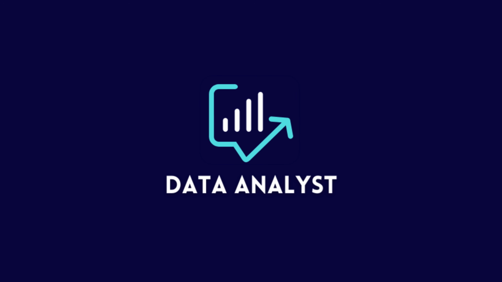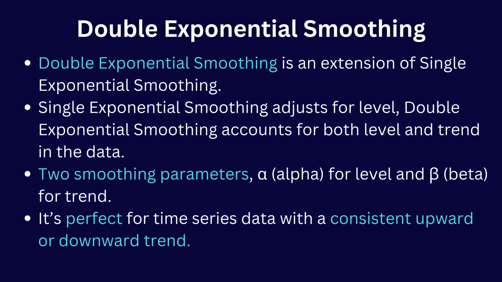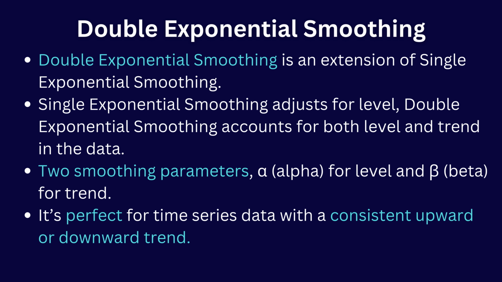Today we are diving into a powerful forecasting technique for time series data: Double Exponential Smoothing. If you're ready to take your prediction to the next level, you are in the right place. Let's get started. Double exponential smoothing is an extension of single exponential smoothing. While single exponential smoothing adjusts for level, double exponential smoothing accounts for both level and trends in the data.